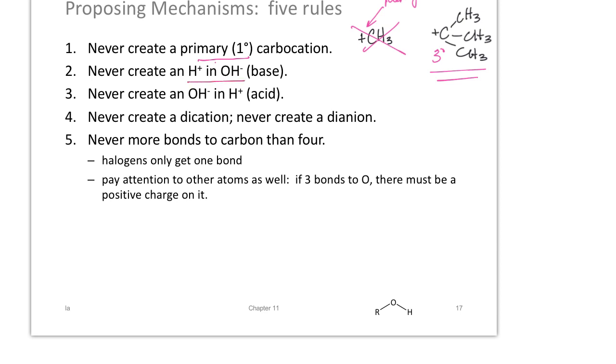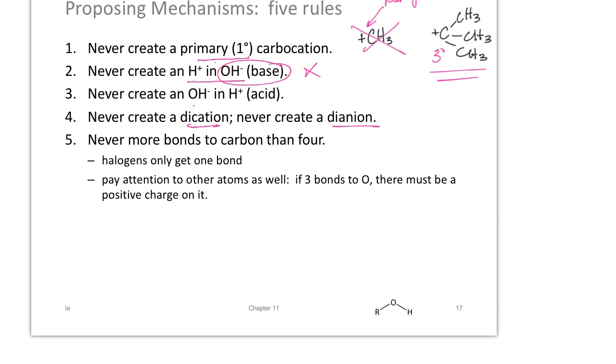Never create an acid in a base. So if you're doing a reaction and all of a sudden you make a proton fly off and the whole reaction was in base, that would not be good. So don't create a proton in a basic environment. And then the parallel to that, of course, is don't create a base in an acid environment. So that's why at the beginning we talked about paying attention to what the conditions are. We also say never create a dication or a dianion. Now you'll find in some rare examples that we do this, but as a general rule, not.